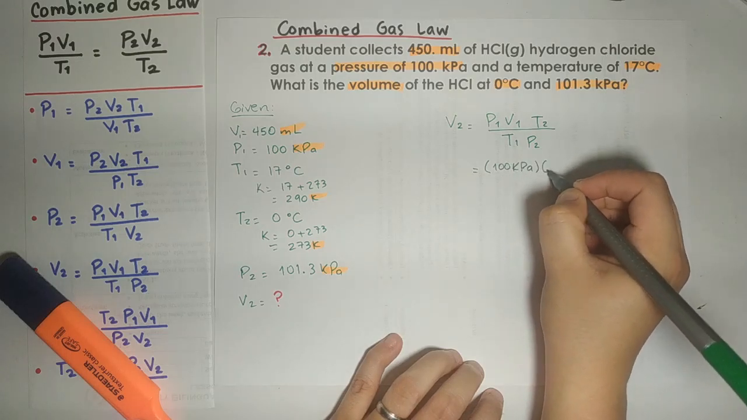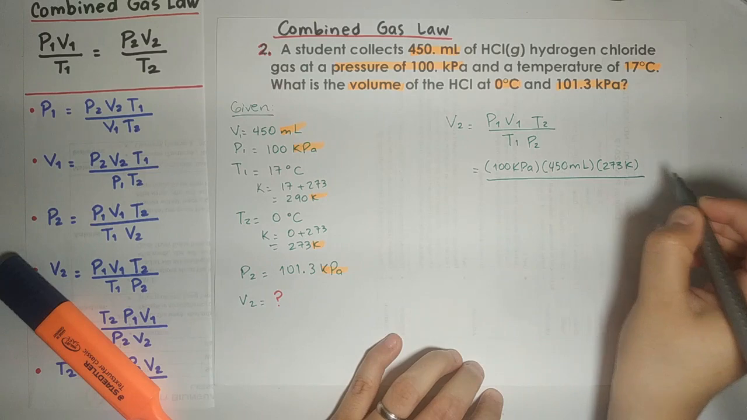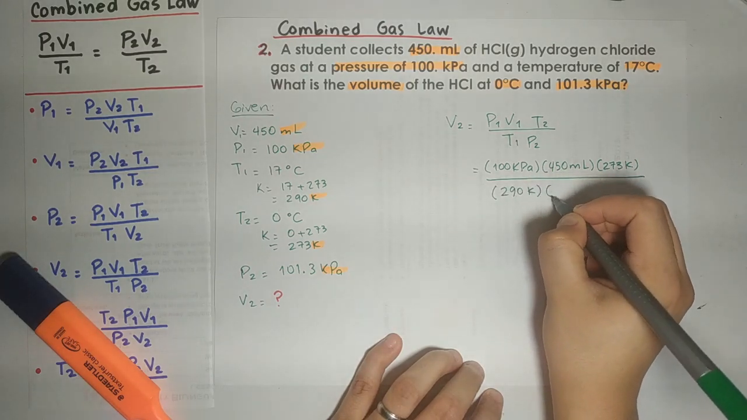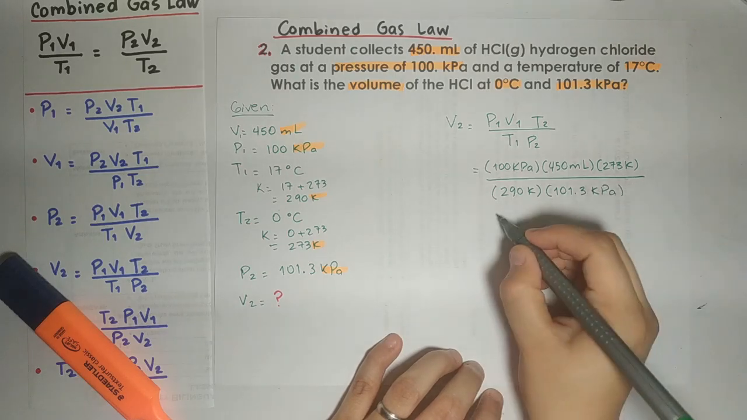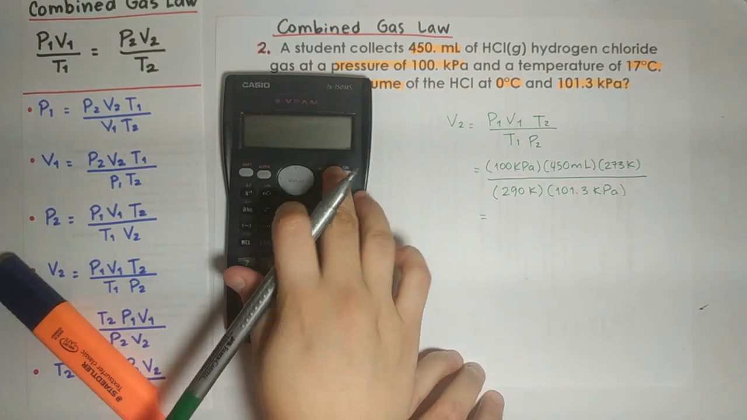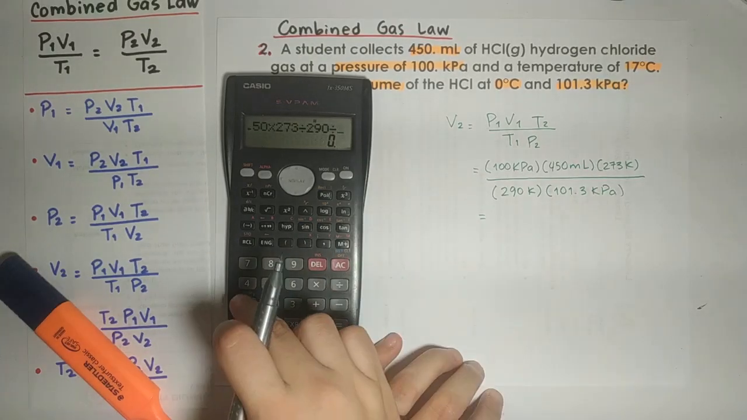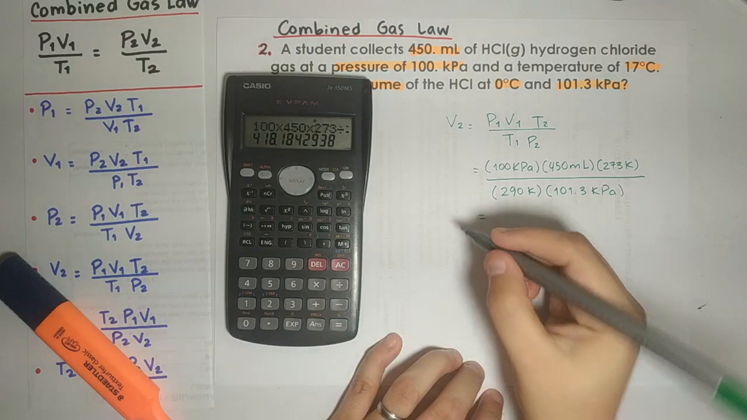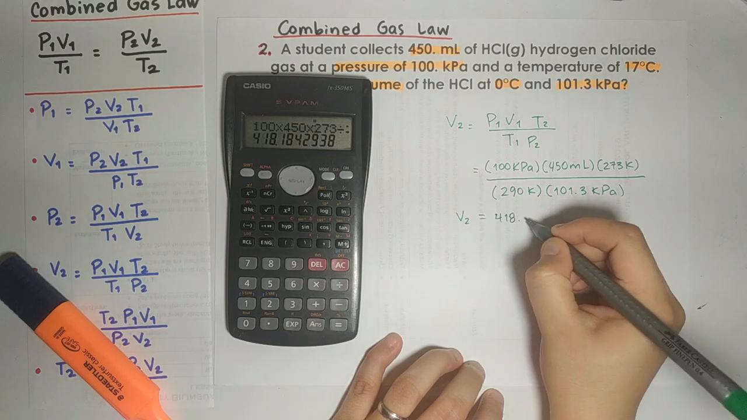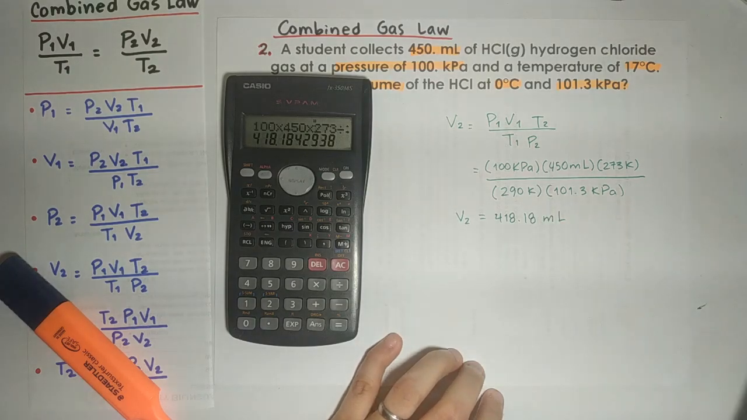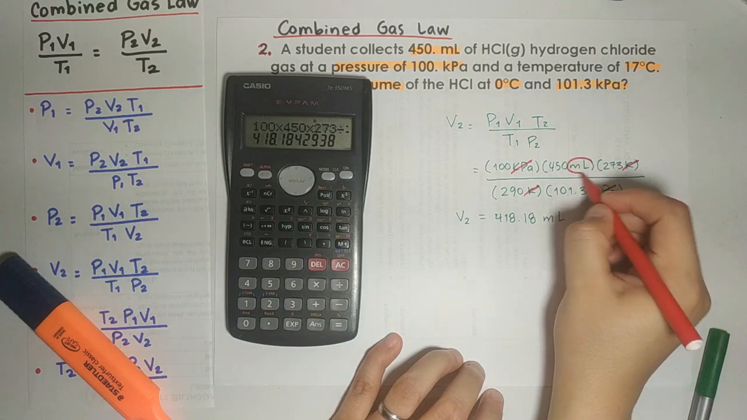Let's just do it. 100 kPa, 450 milliliters, 273 Kelvin. All this divided by 290 Kelvin, and pressure 2, that is 101.3 kilopascals. Perform this in the calculator. 100 times 450 times 273 divided by 290 divided by 101.3. So my second volume is 418.18 milliliters. How do I know that? Because I cancel kilopascals and kilopascals and Kelvin with Kelvin. So the remaining unit is milliliter.